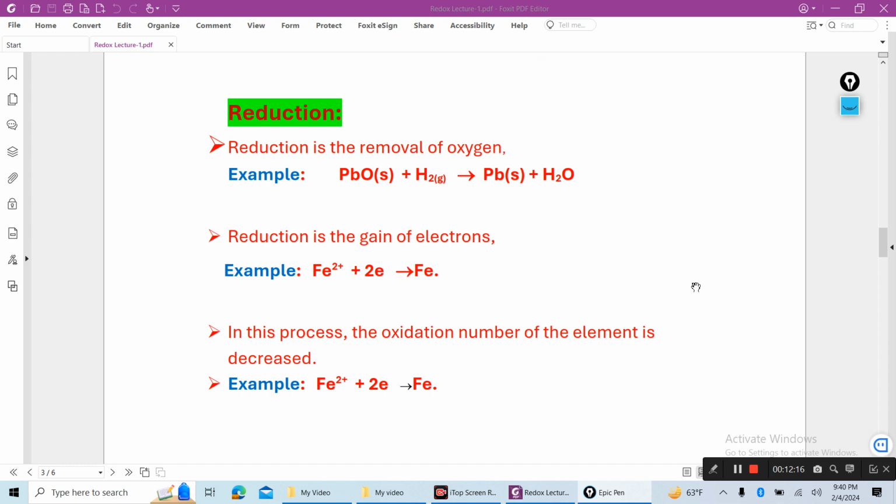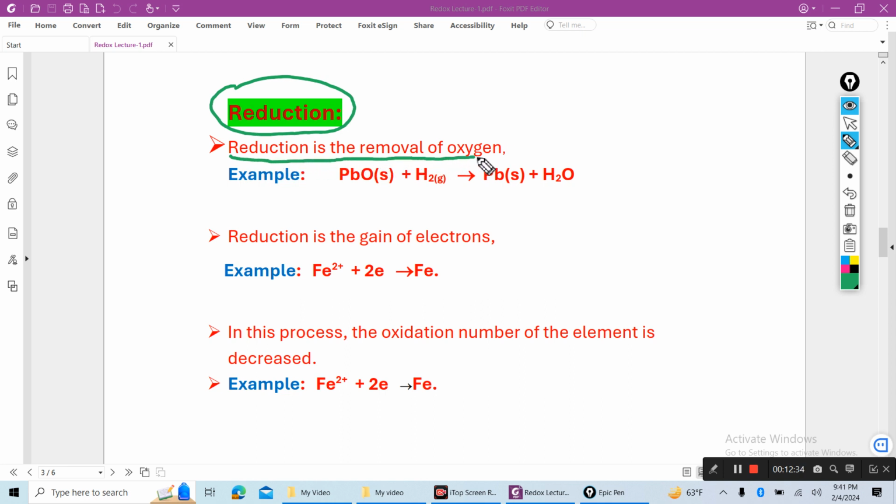Now reduction. Reduction is the opposite of oxidation. Reduction is the removal of oxygen. If oxygen is removed, this process is known as reduction. Oxygen is added, oxidation. Oxygen removed, this is reduction.